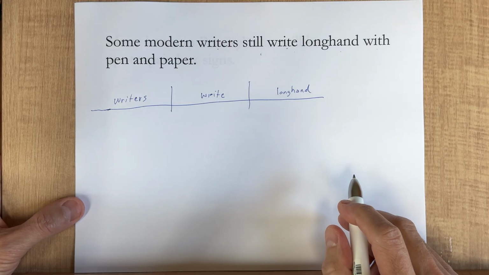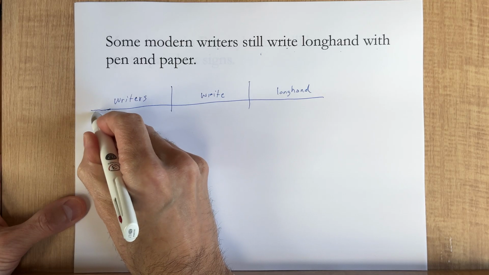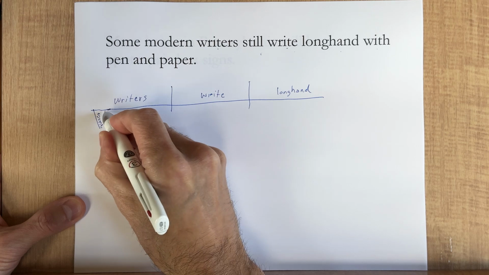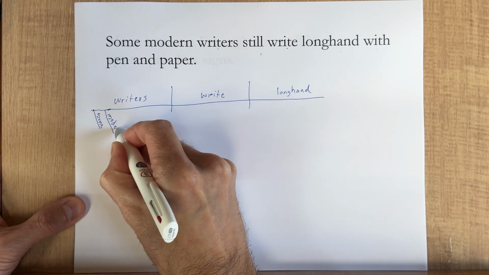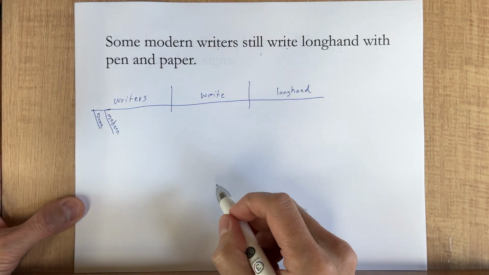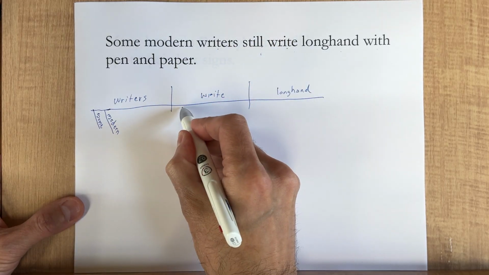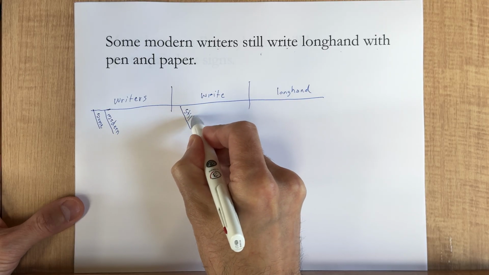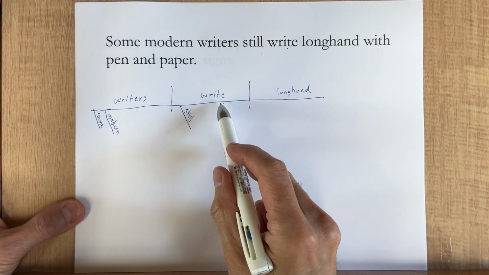We have two adjectives here going on. We can say some, and modern. Okay, some modern writers. And then we have still right. And still would be an adjective as well, so you just put still here. Some modern writers still write.